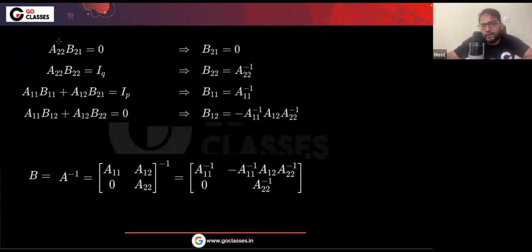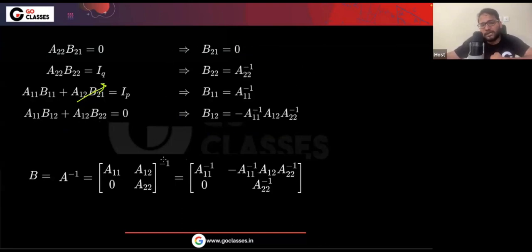So, if all of these A's are invertible, then basically B21 is coming out to be 0, and B22 is coming out to be A22 inverse, like this, right? And here, if B21 is 0, then B11 is coming out to be like this. And here, B12 is coming out to be like this if B22 is A22 inverse. This is A22 inverse, and A11 inverse. So basically it will be minus of this and then A11 inverse. So finally, these are the four equations we are getting.